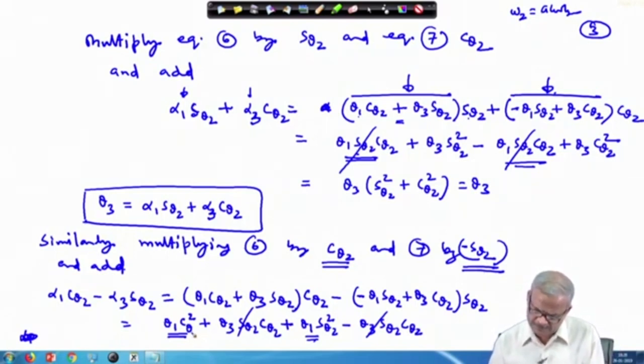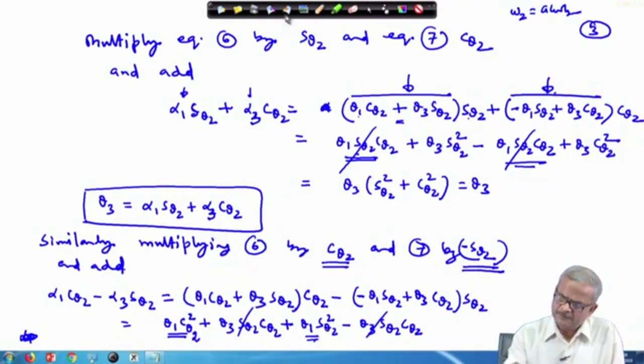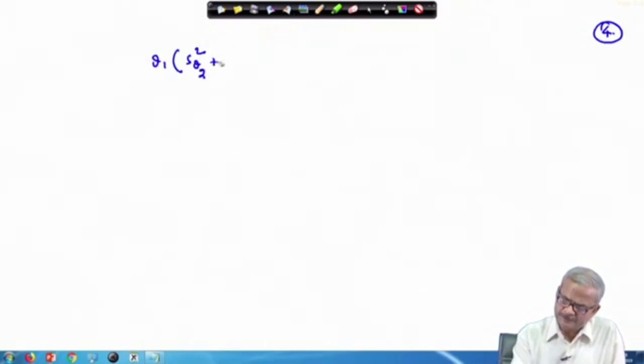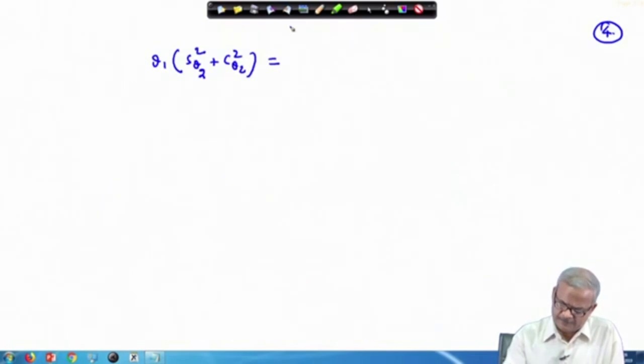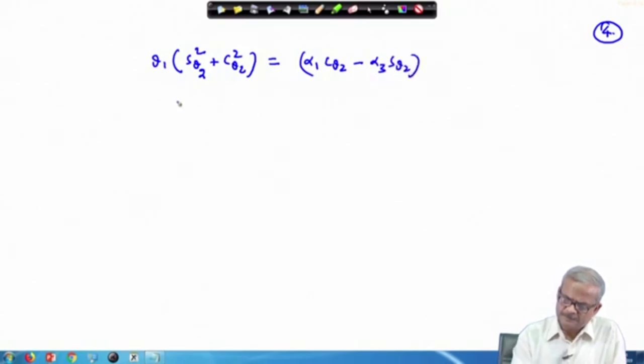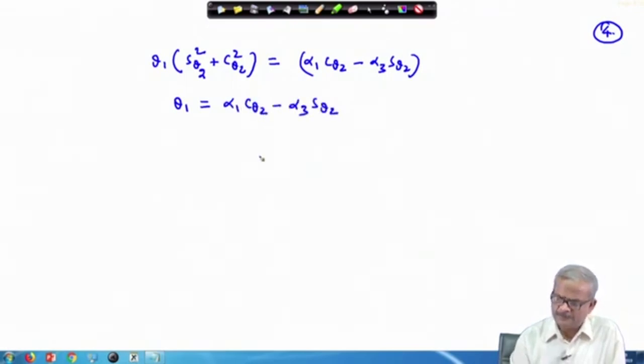plus c theta 2 squared. Theta 1 times s theta 2 squared plus c theta 2 squared, and on the right hand side thereafter we can pick up this term and write here alpha 1 c theta 2 minus alpha 3 s theta 2. So, theta 1 becomes alpha 1 c theta 2 minus alpha 3 s theta 2.